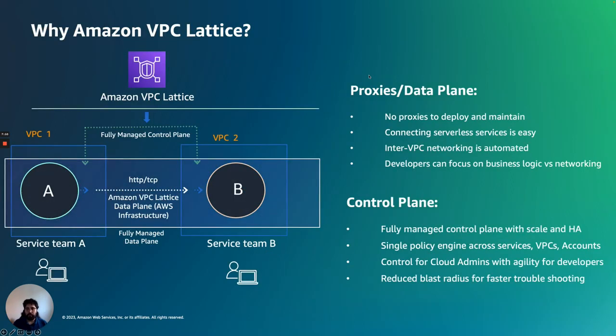Amazon VPC Lattice provides application communication across accounts and VPCs with no proxies to deploy and maintain. It allows you to connect to serverless services easily. Developers can focus on business logic versus networking. The control plane is fully managed with scale and high availability. VPC Lattice provides a single policy engine across services, VPCs, and accounts. So it combines control for cloud admins with agility for developers.